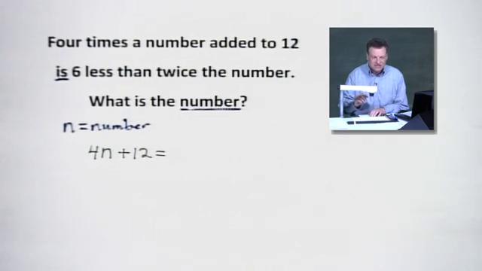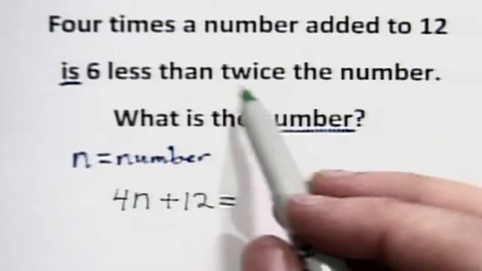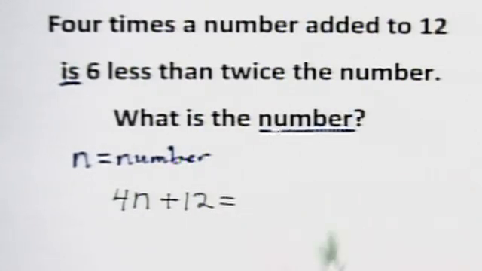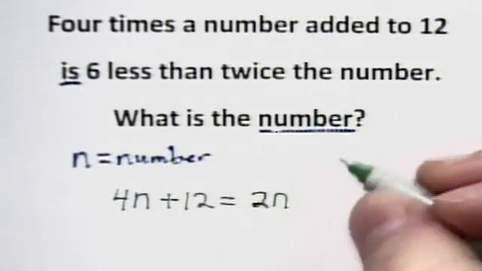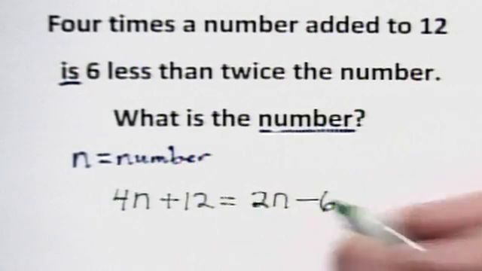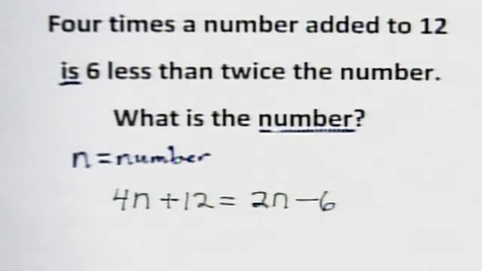If it said 6 less twice the number, we're in good shape. We would just write it left to right. But because it says less than, we've got to switch order a little bit, all right? So here we go. We're going to pick up this 2n, and then we're going to subtract 6, all right? So there's your opener right there. 4n plus 12 equals 2n minus 6.